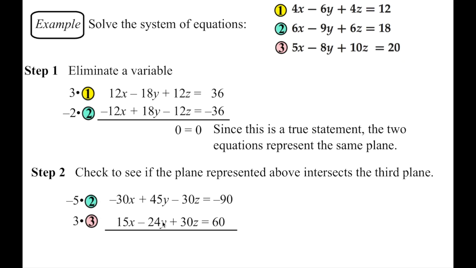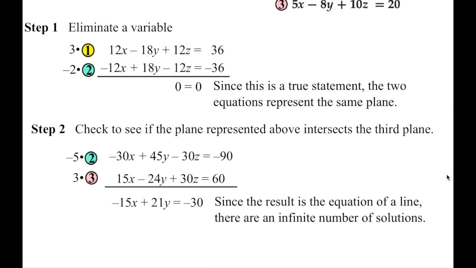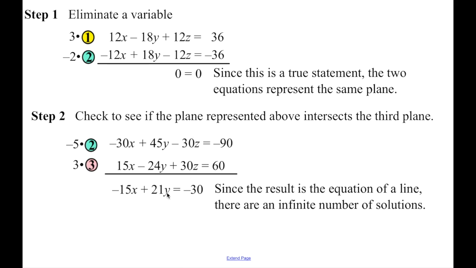And again, we're going to add these together. And when I add them together, I get another equation. So I do get the z variable to drop out, but I get an equation. Now this equation represents a line. Since the result is the equation of a line, we know that there are an infinite number of solutions. Okay, so that's going to be a scenario like I showed you in the first slide, where we have an infinite number of solutions because they intersect to form a line.